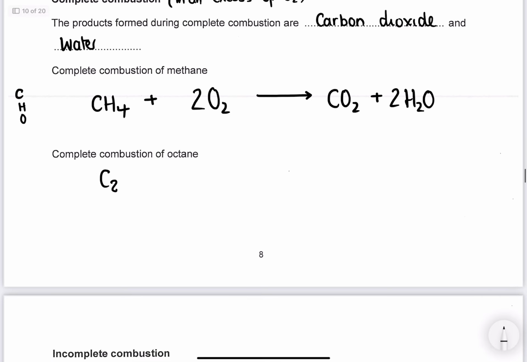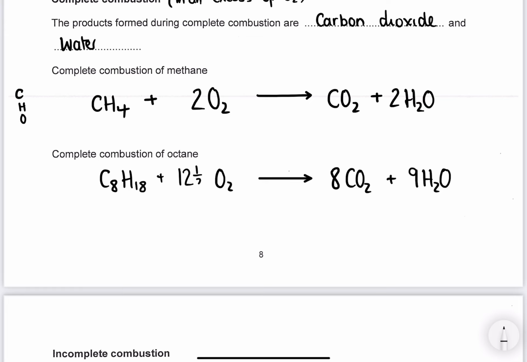Octane, so 8 for oct, ANE, CnH2n+2. Plenty of oxygen. We can work out how much plenty is in a minute. So we're making CO2 and water. So 8 carbons, 8 carbon dioxides, 18 hydrogens, 9 waters. 16, add 9. So 8 times 2 is 16. Add 9 is 25. 25 divided by 2 is 12.5 O2s.